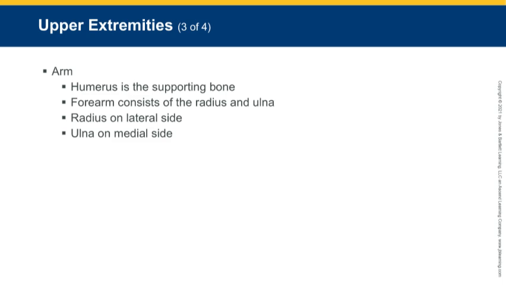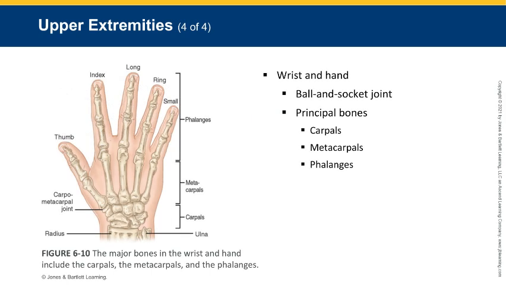The arm includes the humerus, radius, and ulna, with the radius on the lateral side and the ulna on the medial side. The wrist and hand consist of the carpals, metacarpals, and phalanges.